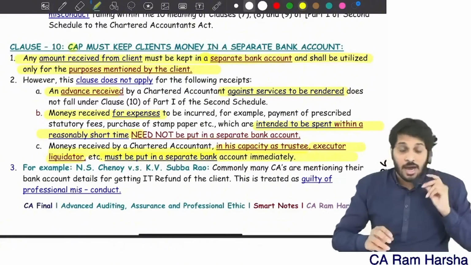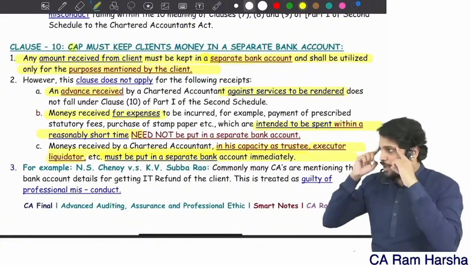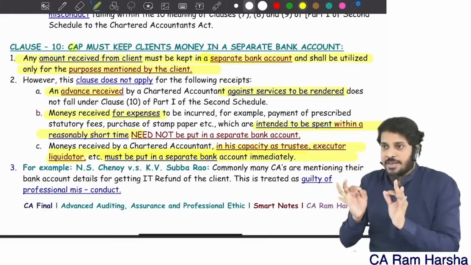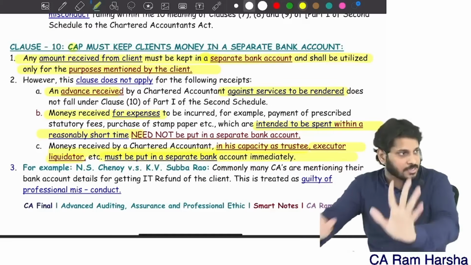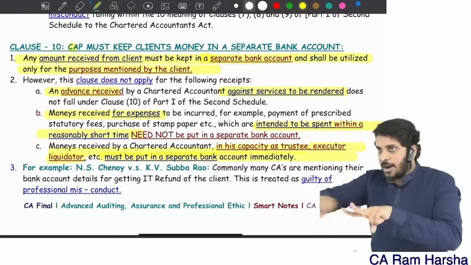What is it? He is bringing disrepute. In the opinion of the council, if a member in practice is bringing disrepute to the profession, then the council can punish him by treating him as guilty of other misconduct. Then part 4 is over, part 3 is over.